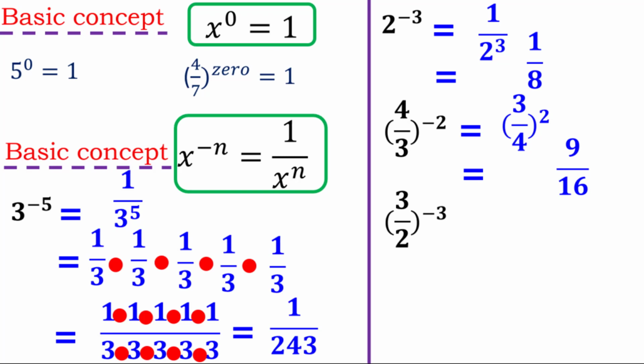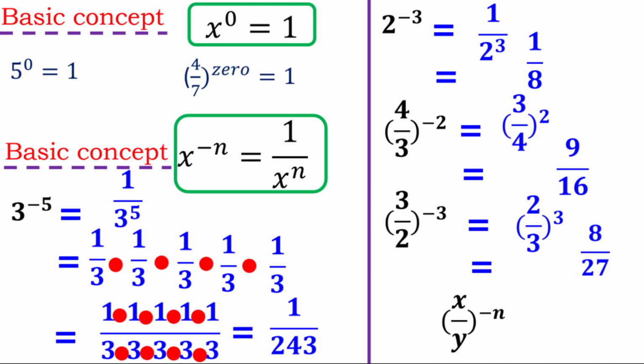And 3 over 2 raised to the power negative 3: the reciprocal of the fraction will be 2 over 3, and change the power to be positive. It will be 8 over 27. In general, we can say that x over y raised to the power negative n equals y over x raised to the power n.